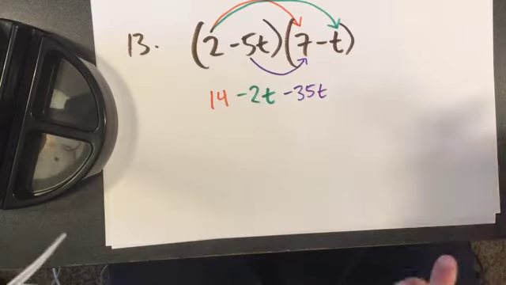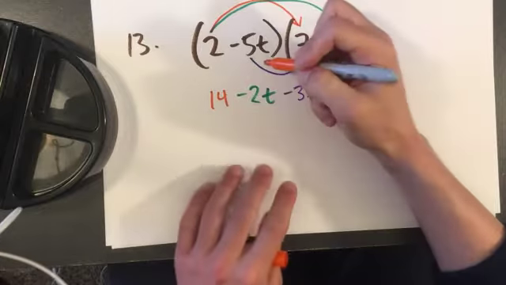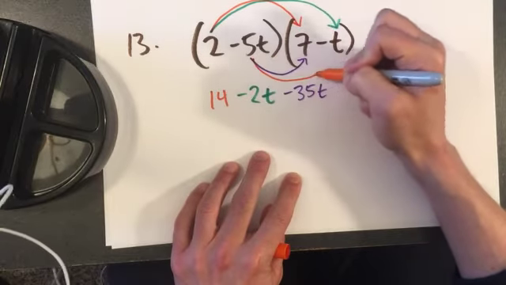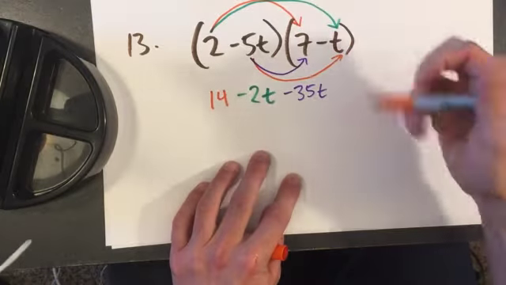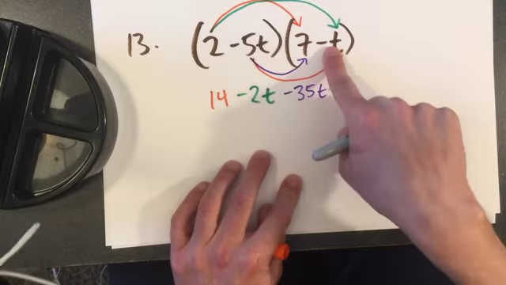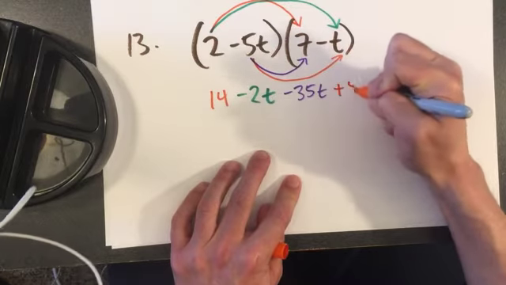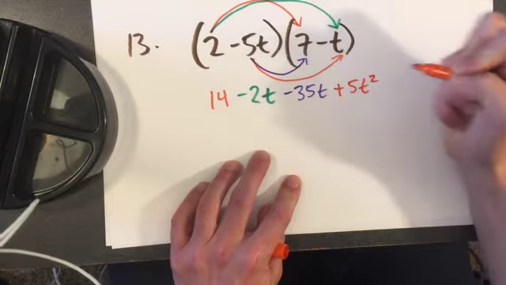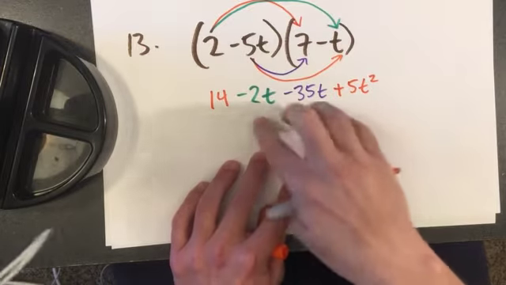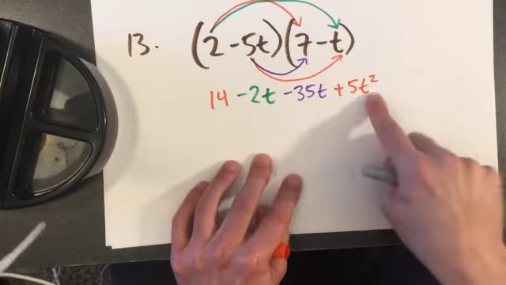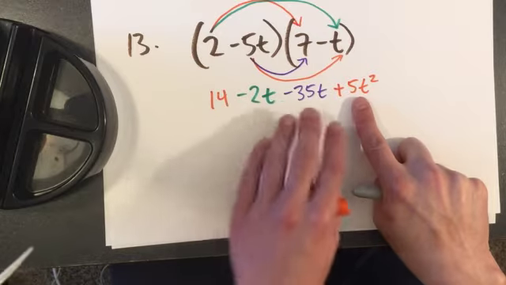And then finally, let's go back to orange to finish it up. I get negative 5t times negative t, and I'm going to get, so I get two negatives, be careful, I get plus 5t squared. Now, this is not done though because I have to put it in standard form. And we also combine like terms.